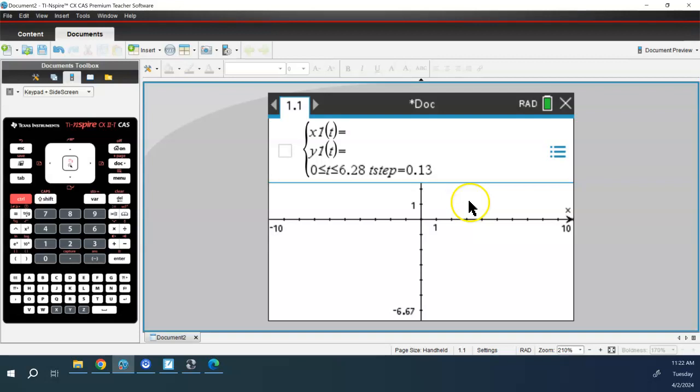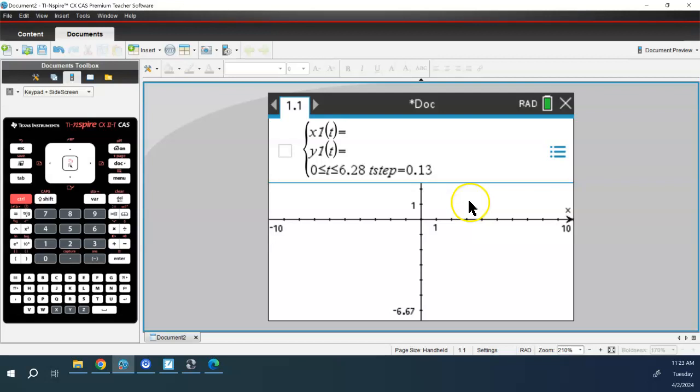The T range you're going to have to change around depending on the T range in your problem, but that will also be given to you. The T step is how often the calculator calculates what you're doing. The bigger the T step, the more clunky your graphs will be. The smaller the T step, the smoother the curves of your graph will be.